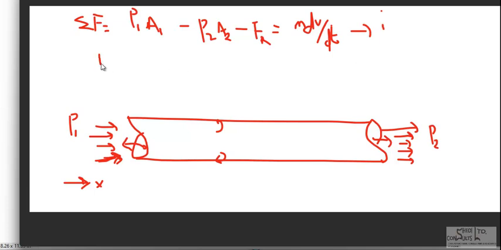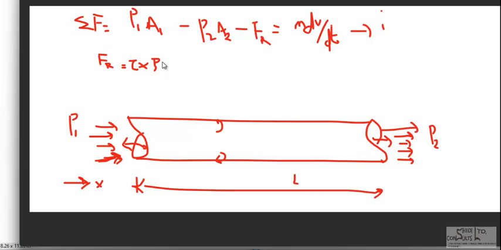Now, this friction force, FR, is equal to the shear stress of the fluid times the wetted perimeter times the length of the flow section. Let's assume that the flow section is L. So the shear stress within the fluid flow layers times the wetted perimeter times the flow length, which in this case I indicate as L.